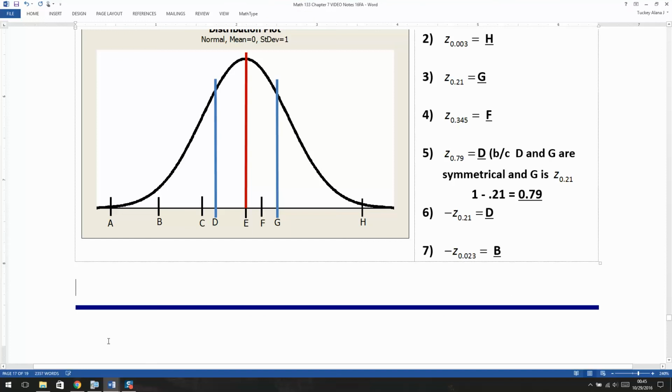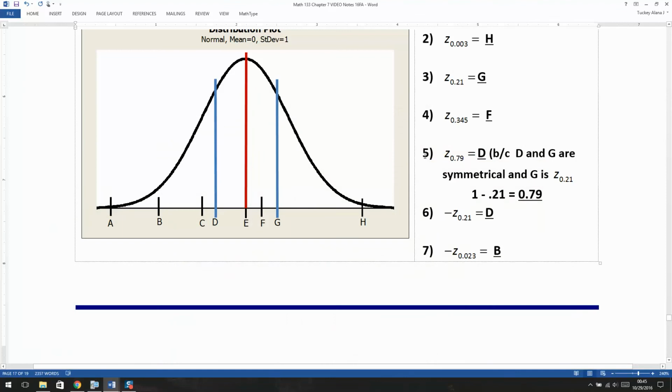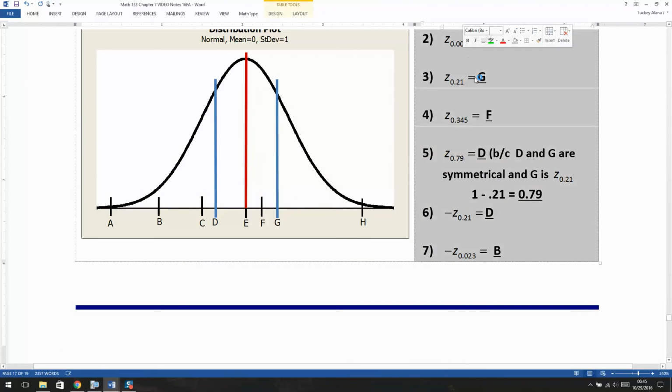Now remember, with your decision matrix, when you're looking for a z-score, and all these little z's with subscripts are z-scores, you're going to use inverse norm, left tail area, comma 0, comma 1, which is weird because the notation uses the right tail area.